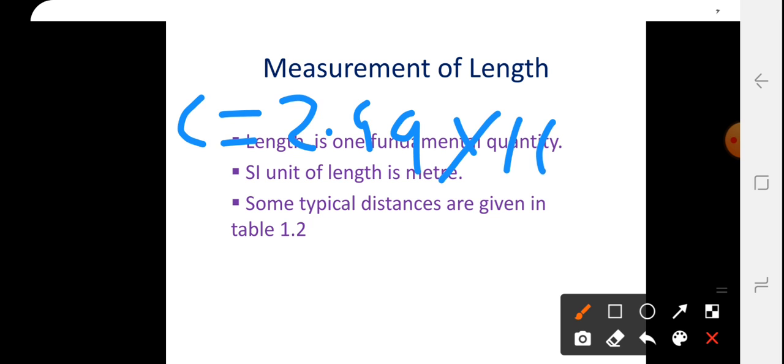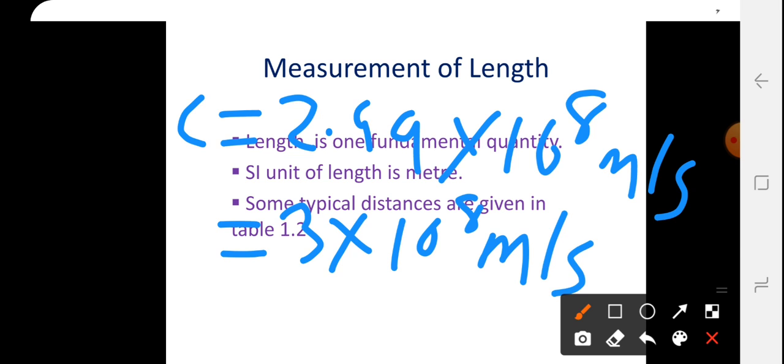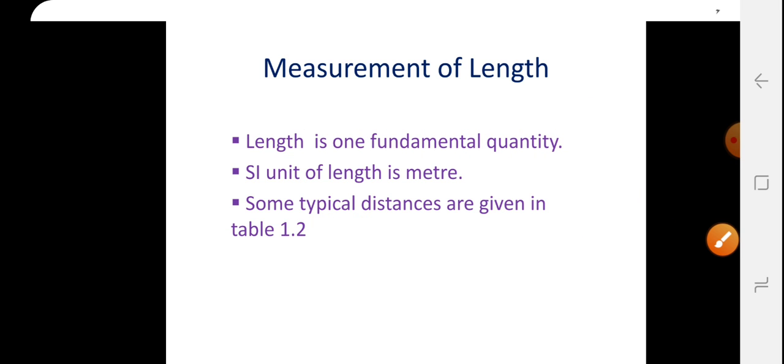The speed of light is nearly equal to 2.99 into 10 raised to 8 meter per second, or simply 3 into 10 raised to 8 meter per second. This meter is the length of the path traveled by light in vacuum during a time interval of 1 upon 2.99 into 10 raised to 8 second. Some typical measurements of length are given in table number 1.2.